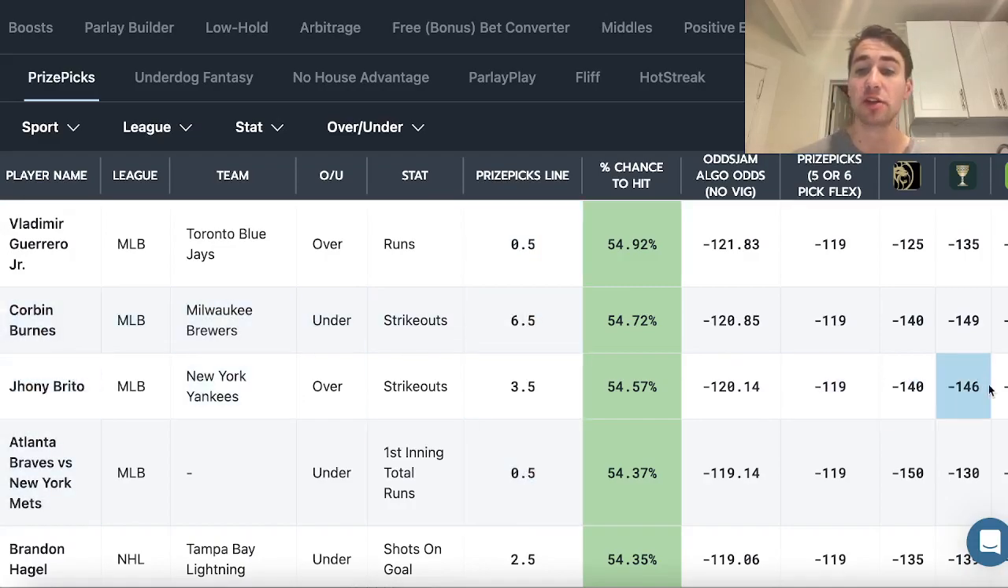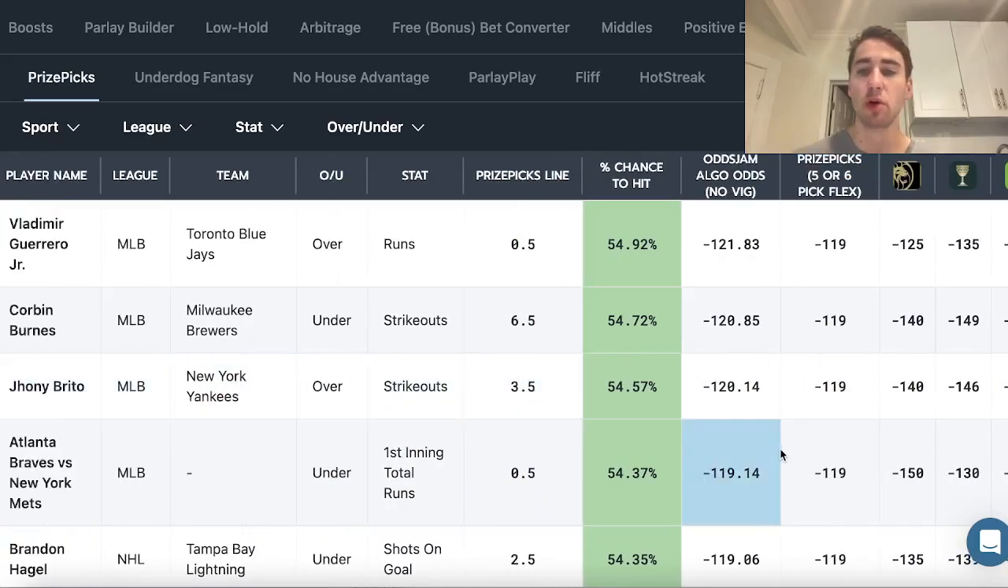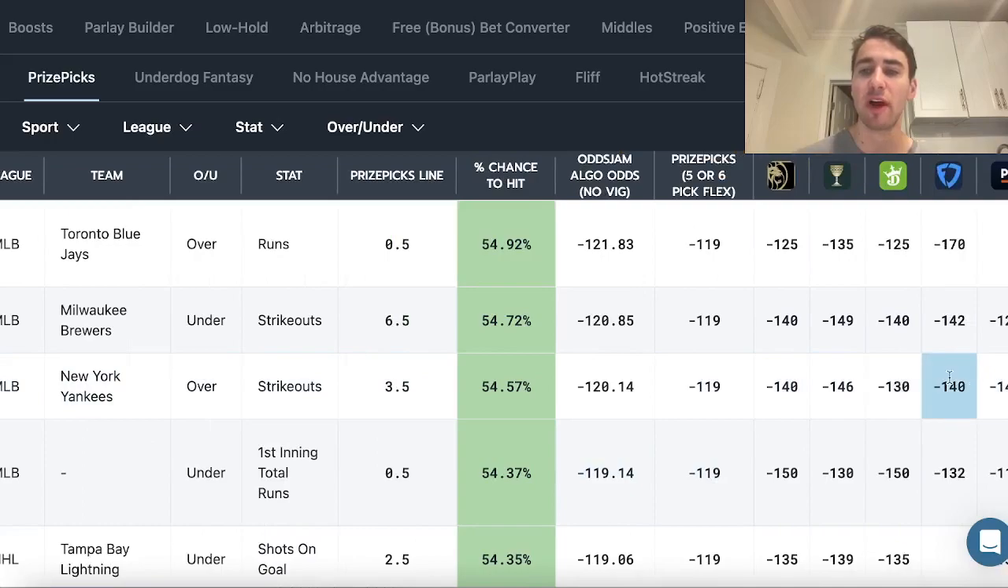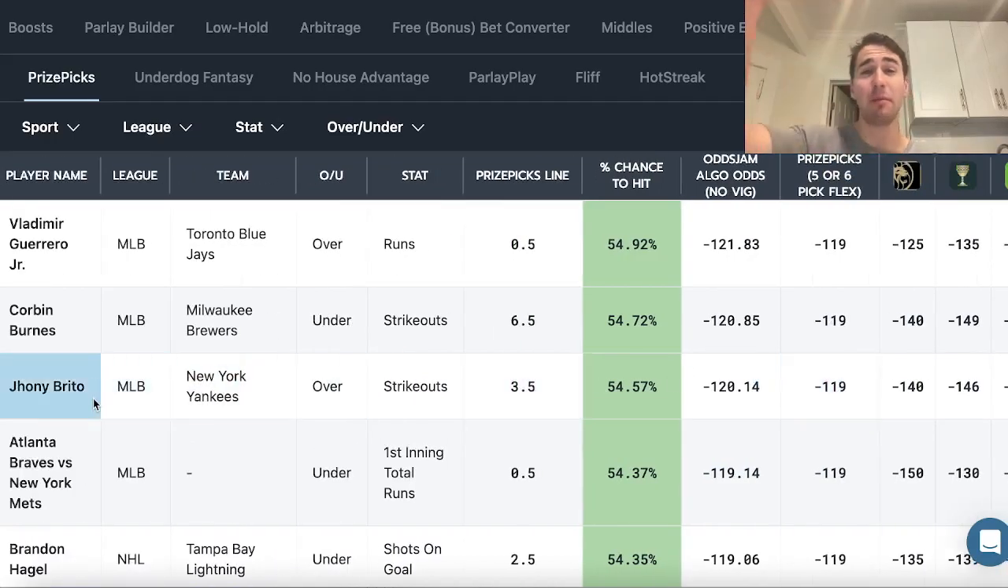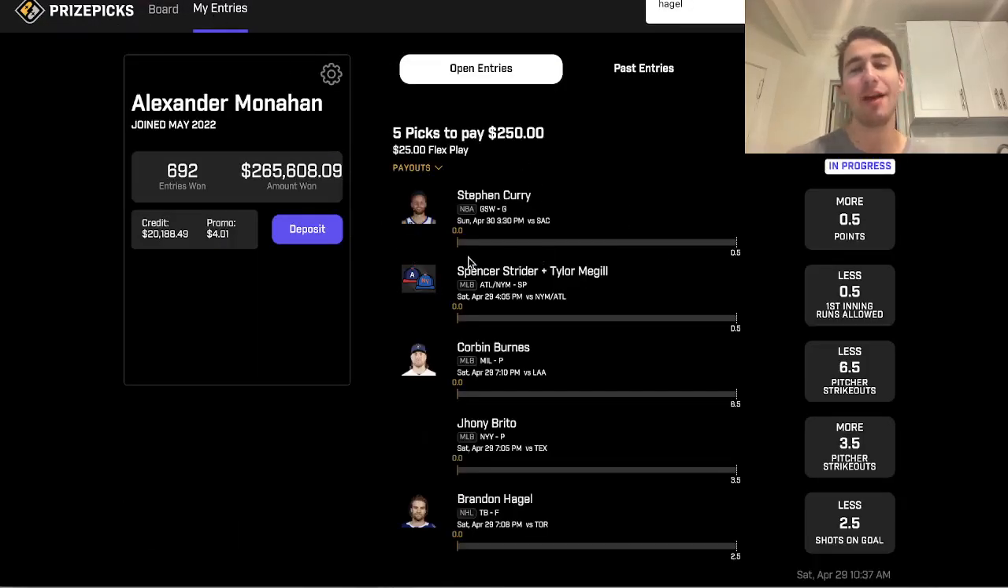Brito over 3.5 strikeouts. All the sportsbooks have Brito's over pretty heavily favored, around -140. So he's a lot more likely to go over as opposed to under in the Yankees game. That's a sharp player prop bet to include. And you definitely want to include that promo on Curry. So I got Curry over 0.5 points, no runs first inning. We've got Strider on the mound in the Mets-Braves game, Corbin Burns under 6.5 Ks.